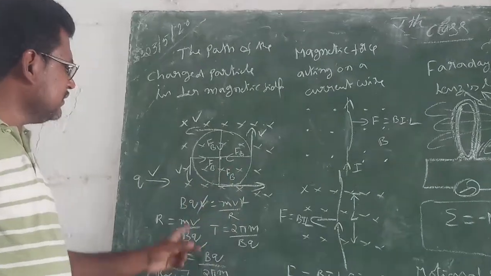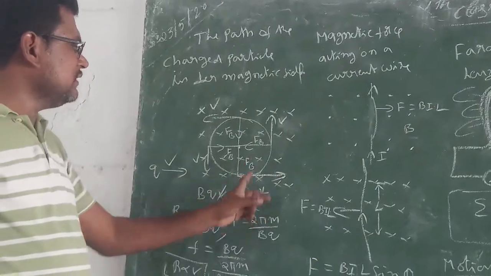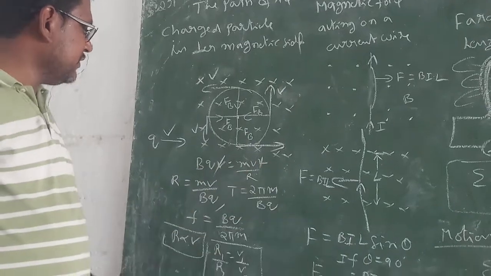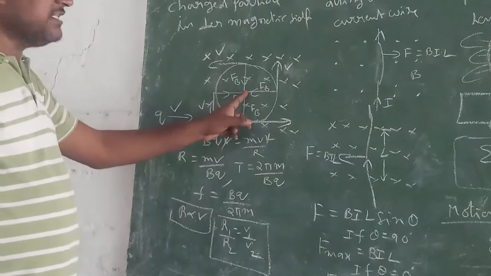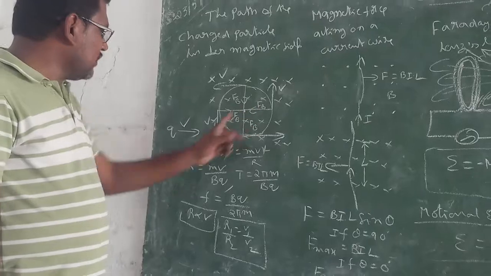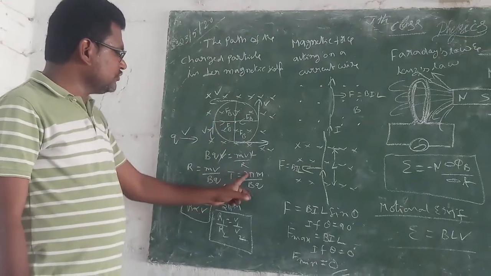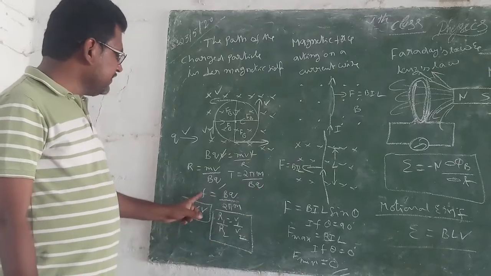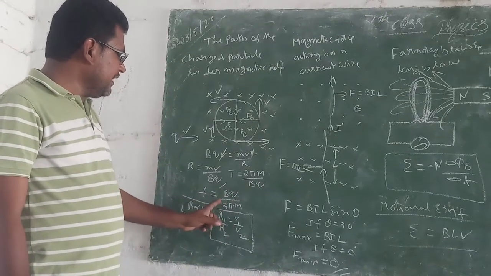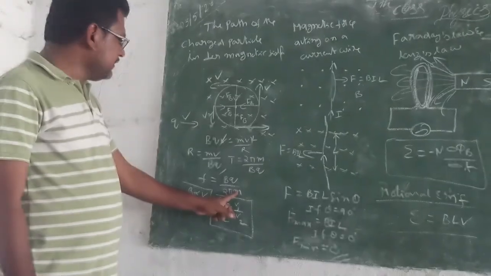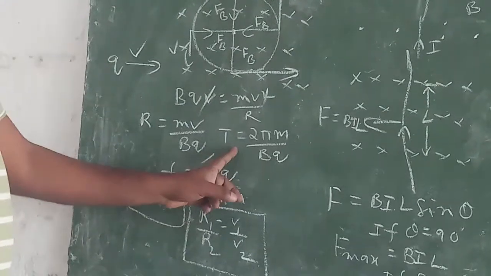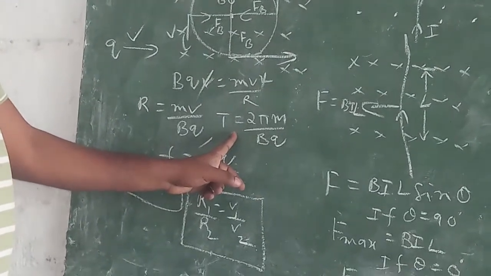So that's why here we equate the magnetic force and the centripetal force. BQV is equal to mv square by r. So the radius of the circular path r is equal to mv by BQ, and the time period T is equal to 2 pi m by BQ. Frequency f is equal to BQ by 2 pi m. And moreover, the time period and frequency do not depend on the velocity and radius of the charged particle.